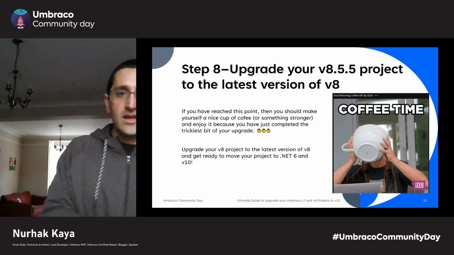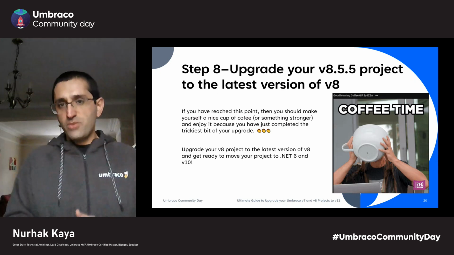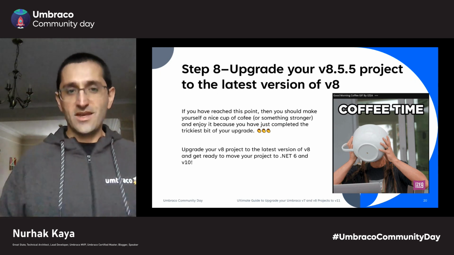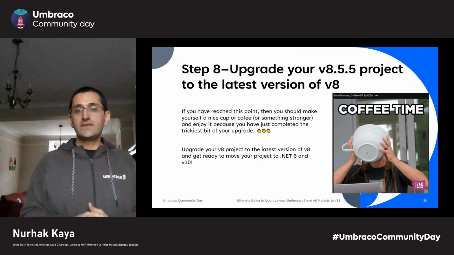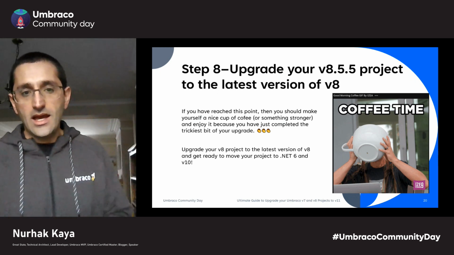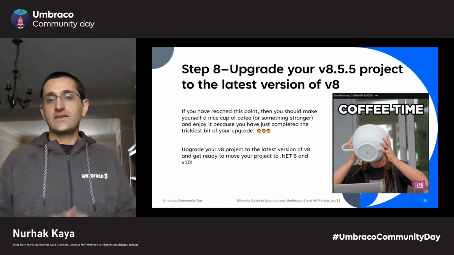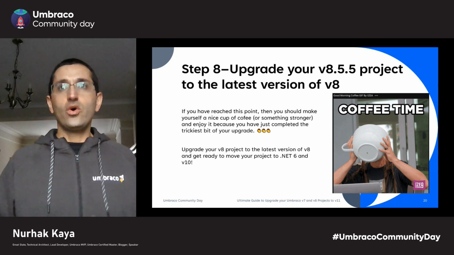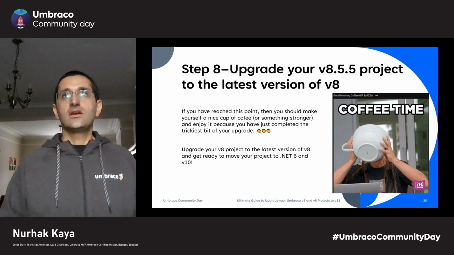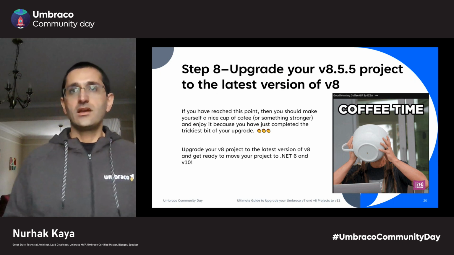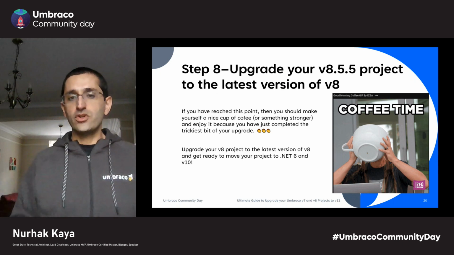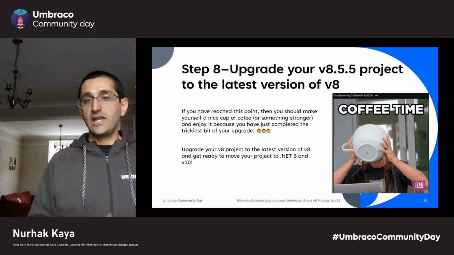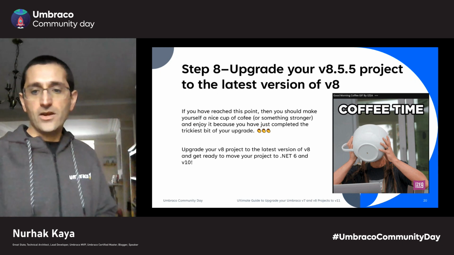So step 8. If you have reached this point, I think you should make yourself a nice cup of coffee or something stronger, because you have just completed the trickiest bit of your upgrade. And at this point, you have got a v8.5.5 Umbraco project up and running. You can see your content, all your Umbraco objects, like document types, data types, content. At least most of them should be in your v8 project. And obviously, your next step is to upgrade your version 8 to the latest version of v8. Okay.